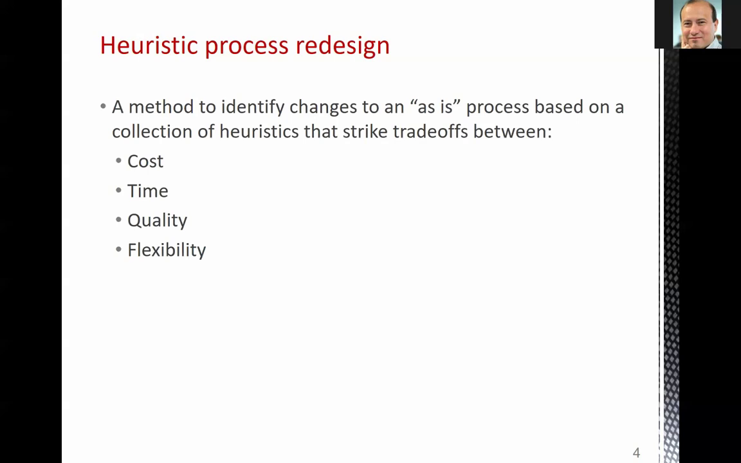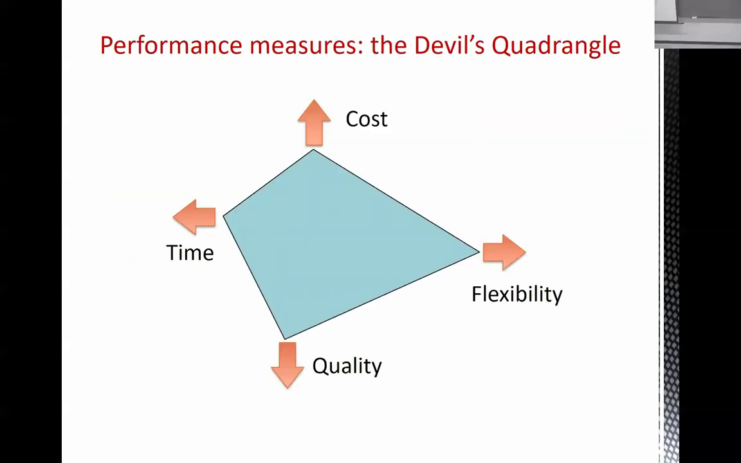So I'm going to introduce you essentially to 9 techniques, or heuristics, as they are called, for process redesign, each of which is meant to improve you along one performance dimension, that could be cost, for example, but will perhaps make you worse along another dimension. So every one of these heuristics embeds a trade-off between 4 dimensions of performance of a process. 3 of them we have seen already: cost, time, and quality, and a 4th dimension of process performance known as flexibility.